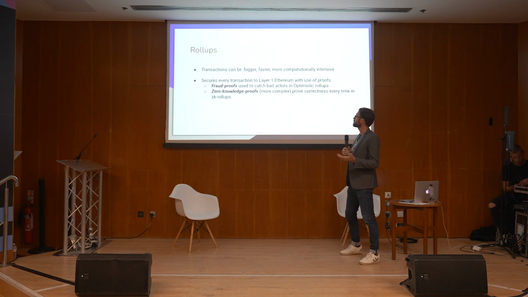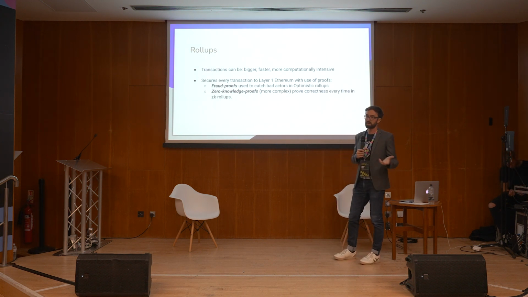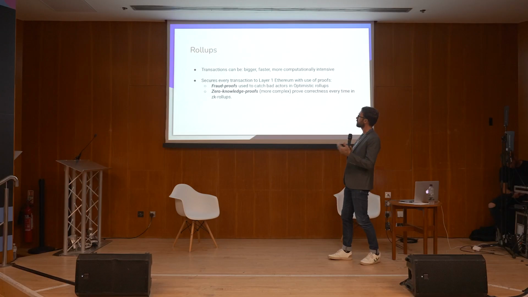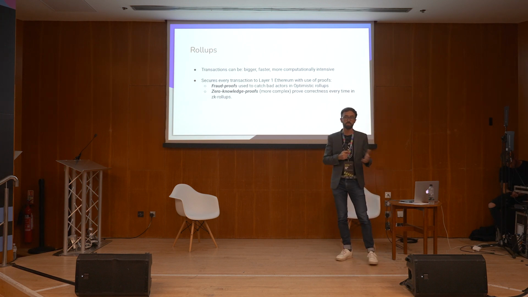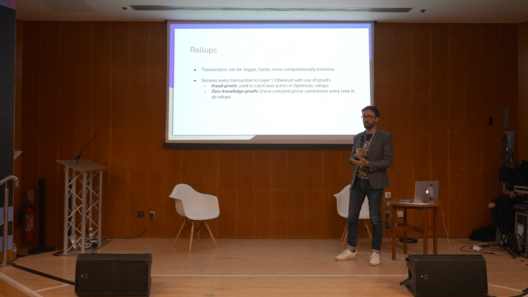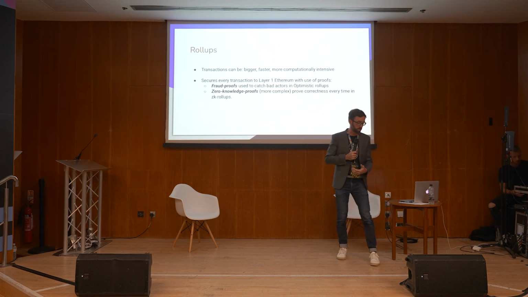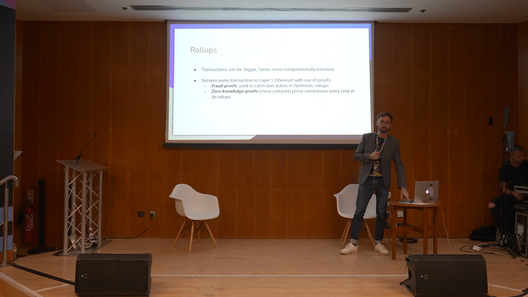As we know with rollups, transactions can be bigger, faster, and more computationally intensive. And the two ways that rollups are secured to layer 1 is with proofs. One being fraud proofs for optimistic rollups, the other being zero-knowledge proofs, which verify the state basically every time it rolls up. Both of those mechanisms are ways of securing the layer 2's transactions to layer 1.